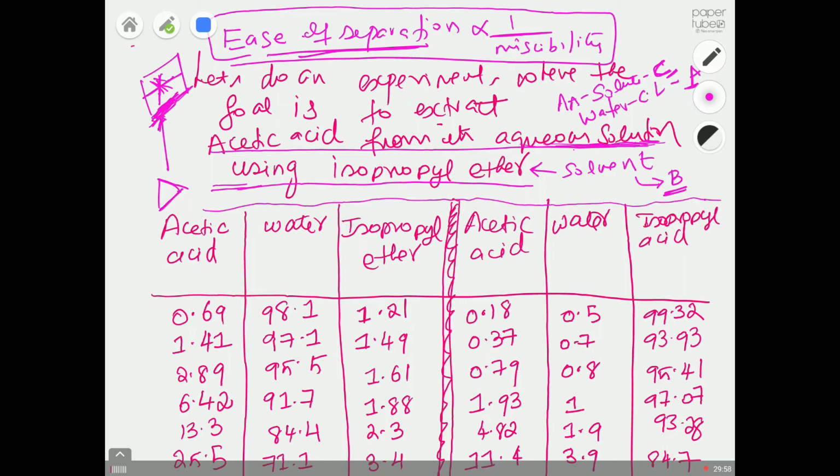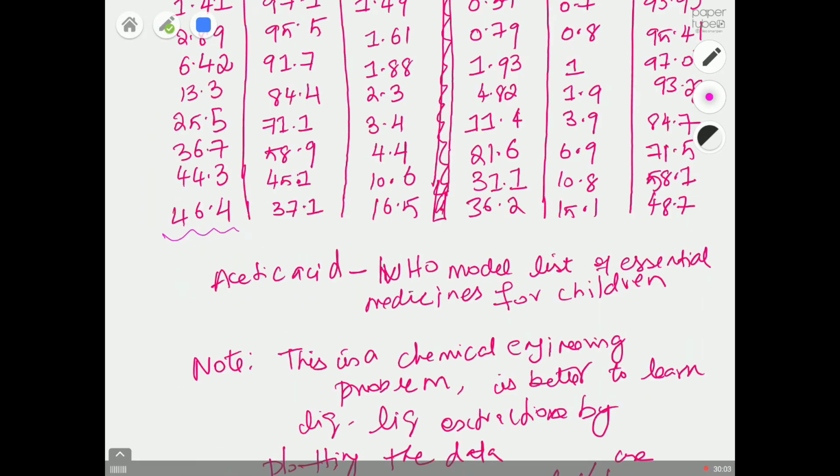At the end of the experiment, you have three components on the raffinate side, and then you have three components on the extract side. So this is your extract, and this is your raffinate.